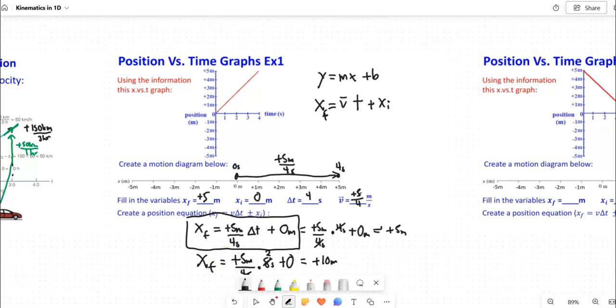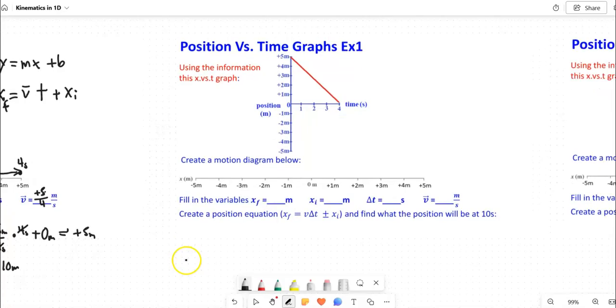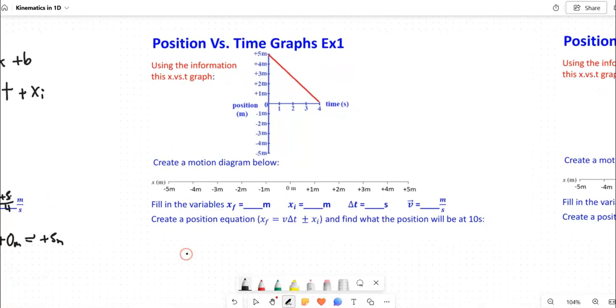Let's try a different one, and I want you to try this one on your own. I want you to try it on your own, and then we'll do this together, and then I want you to answer the question here too. You're not only supposed to create an equation, but you're supposed to tell me what the position will be at the 10-second mark. Okay, so you have a position versus time graph here. Here's all the positions, and this is over the period of 4 seconds, the same graph that we just did. It's just a different line.